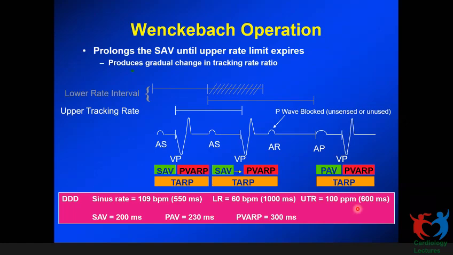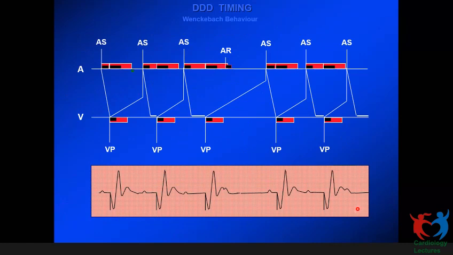Then we may have to also be concerned about what PVARP we have programmed, and in this case it will result in a 2:1 block if the sinus rate becomes faster than 120 beats per minute, as we saw in the previous slides. So that ladder diagram might look like this: A sense, V pace. Normal AV interval, A sense, V pace, because it started an upper tracking rate interval from this V pace. So it waited for that to expire.